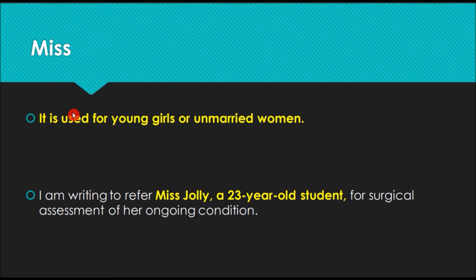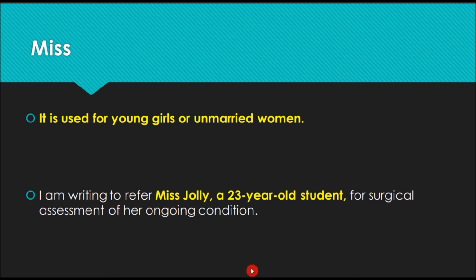Okay, Miss. Miss is used for young girls or unmarried women. Please keep in mind a woman or girl should be more than 16 and she should be unmarried. If a woman is more than 16 and unmarried, definitely we will use Miss for her. I am writing to refer Miss Jolie, a 23-year-old student. Definitely she would be unmarried, so we have used the word Miss. So please keep in mind: a male more than 16, either married or unmarried, we will use Mr. A female more than 16 who has been married once in life, we will use Mrs. A female more than 16 who is still single, unmarried, we will use Miss.